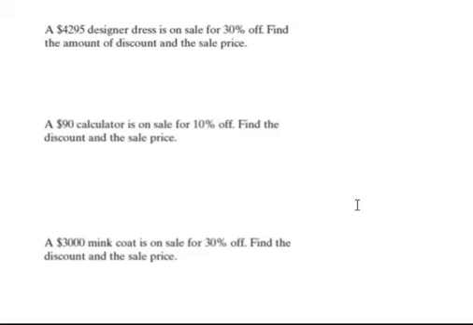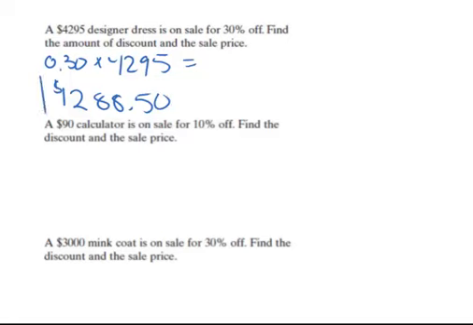It says a $4,295 designer dress is on sale for 30% off. Find the amount of the discount and the sale price. Okay, so we're going to take 0.30 times $4,295. That's going to tell me how much money we're going to save. So we're going to save $1,288.50. That's the amount of my discount.